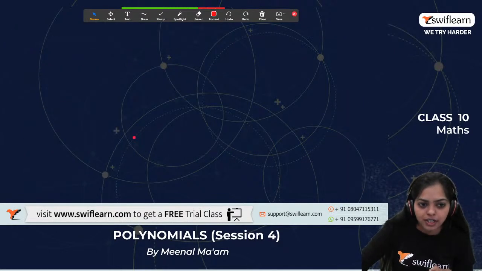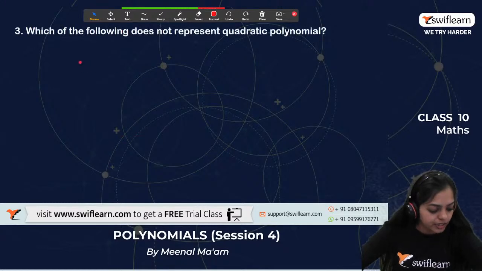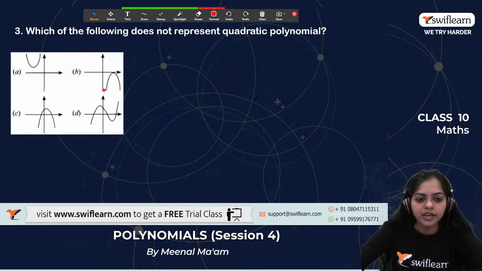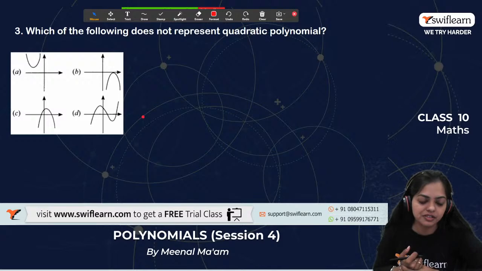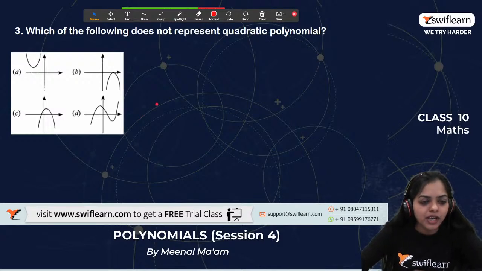Okay. So let's move on to the next question, question number 3. Here is the third question. Which of the following does not represent the quadratic polynomial? Here we have to tell which does not represent the quadratic polynomial. Alright, so here is the graph, and we have already discussed these graphs in the last 3 sessions. Okay, so tell me guys, what will be the answer?